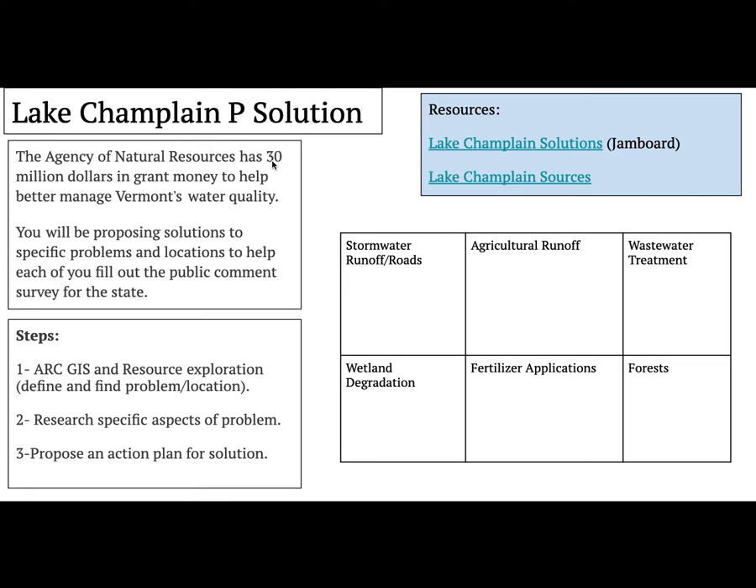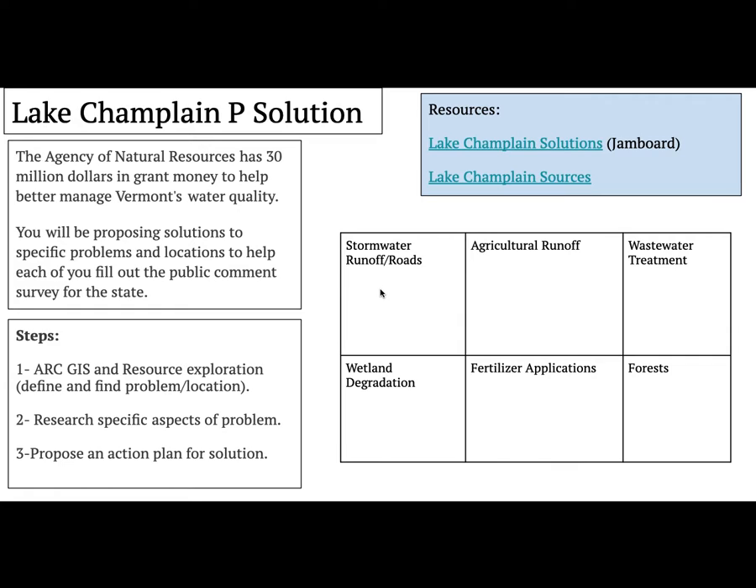You're going to be proposing solutions to specific problems and locations to help them be really targeted with where and how they spend that money. There are a couple things we want to think about. First, there are 6 main aspects that we can talk about in terms of how and where phosphate is entering the lake in a variety of ways.